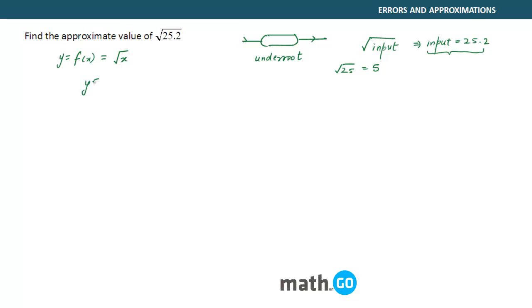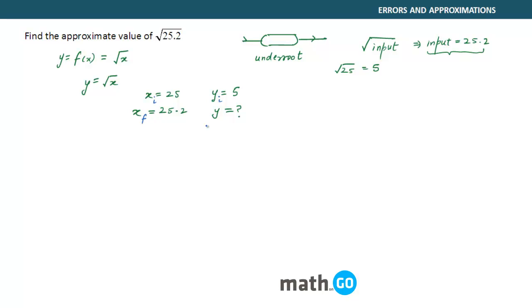So this is a machine which is working as root x. If I put x equal to 25, I know the answer will come out to be 5, but you want to put x equal to 25.2 and then you are trying to find what is the value of y, right? So how do we change this problem into the approximate case? Let me call this the initial value of x and let me call this the initial value of y.